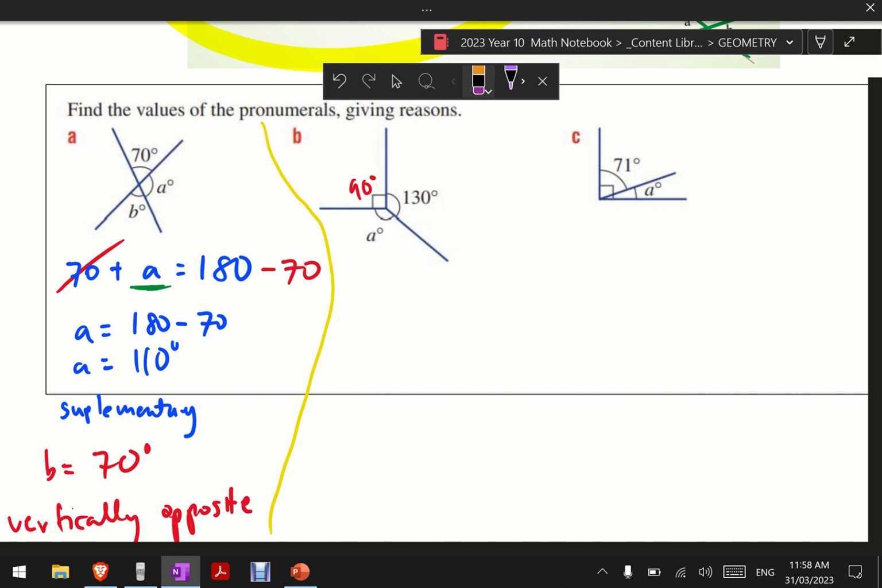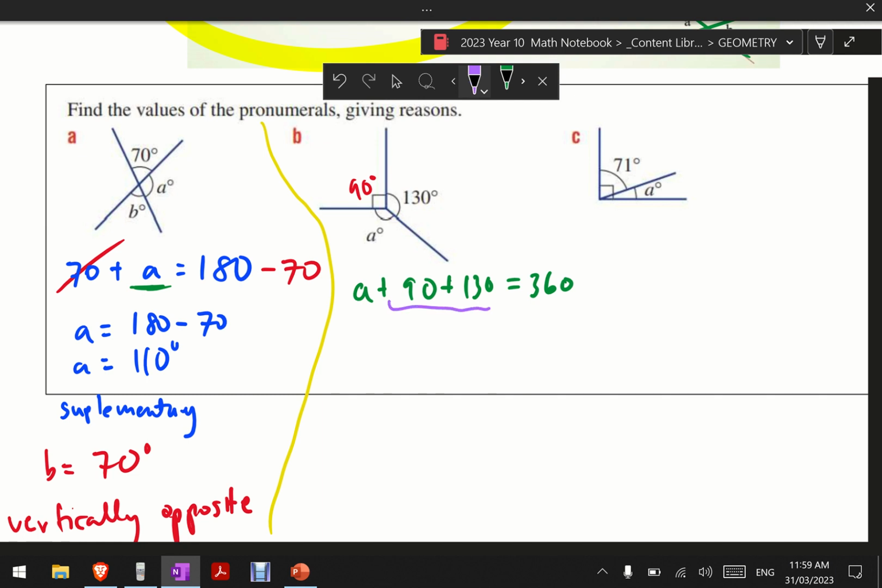So, if we do this algebraically, we have to write it like this: A plus 90 plus 130 equals 360. Now we need to solve it to figure out what A is. So for this question, what I like to do, and let's see if you guys can do this.